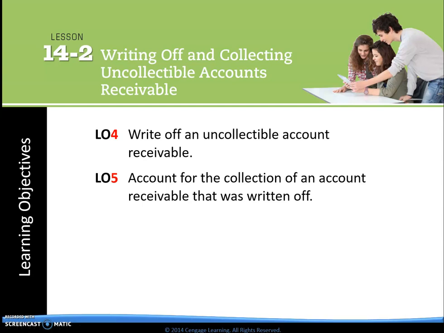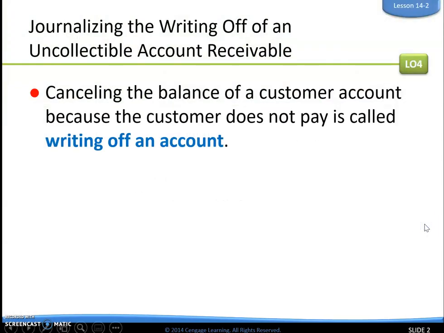Okay, lesson 14.2 is about writing off and collecting uncollectible accounts receivable. So we have two objectives. You need to be able to write off an uncollectible account receivable, and you need to be able to account for the collection of an account receivable that was written off. So first they're going to explain what writing off an account is. That just means that we're going to cancel the balance of a customer account because the customer does not pay.